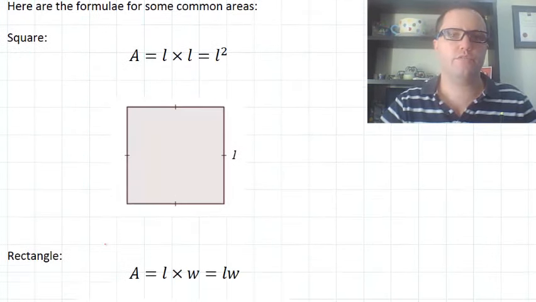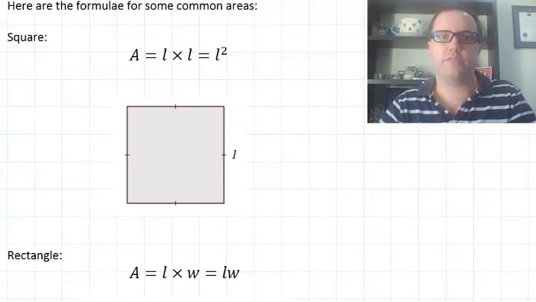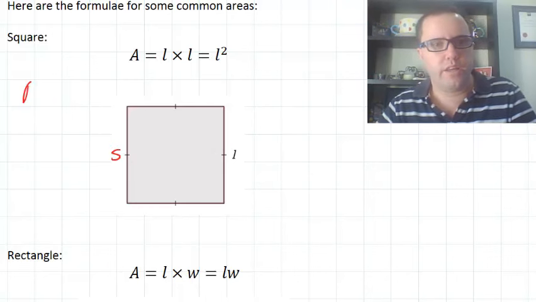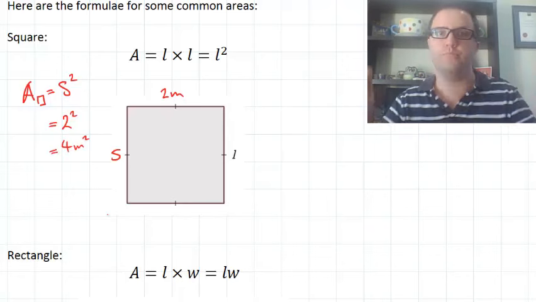Okay, here's some formulas for some of our common areas. The area of a square is equal to length times the length, which is length squared. Now, some of you might have seen it as side squared, which is fine. So you'd write the area of a square is equal to side squared. Let's just say the side length is 2 meters. Therefore, it is equal to 2 squared, which is 4 meters squared. Boom, done. Super easy.